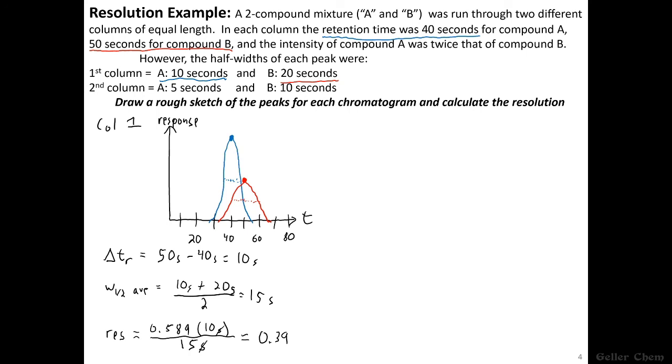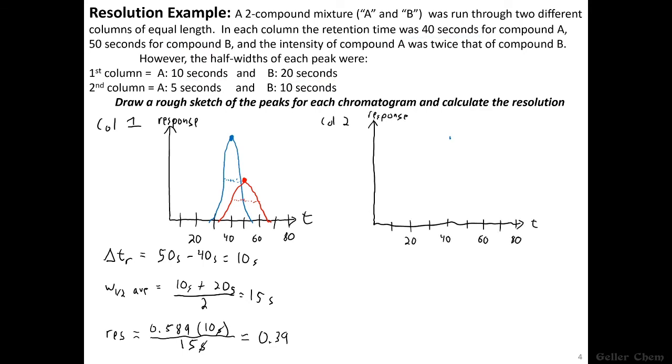At this point, you should pause the video and try to do column 2 on your own. I will still do it in this video, but since it's a repeat of the same process, I'm just going to fast forward through it, but you can still see me at work. But try it on your own first. Axes, labels. Blue peak, red peak, calculations.